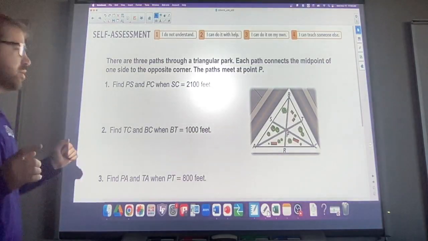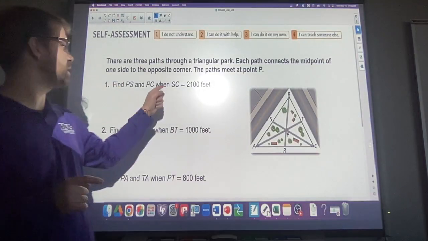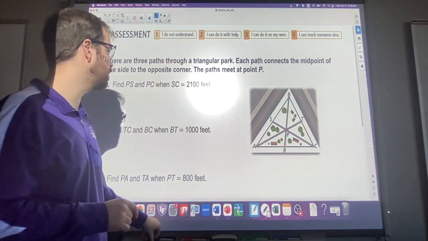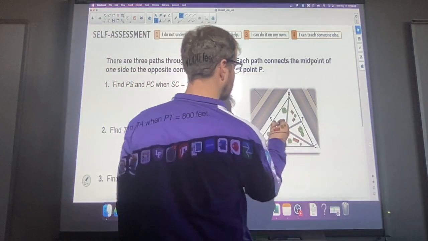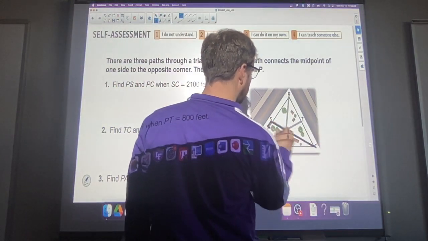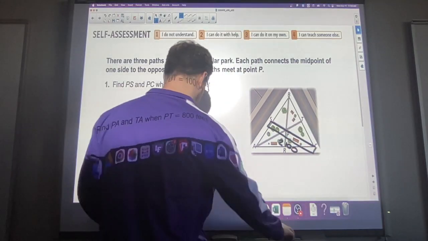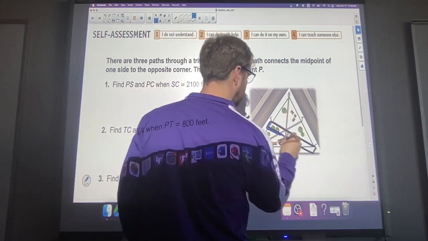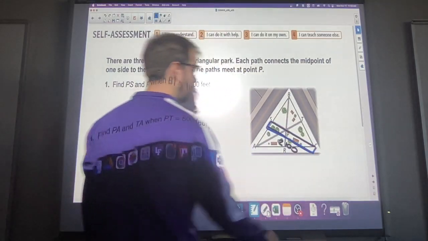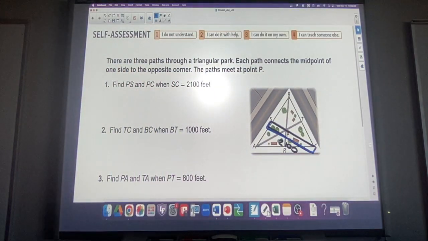All right, so first one. Find PS and PC if SC equals 2100. So SC, this length right here, they're saying the whole thing is 2100. Okay, just outlining it there. All right, so that's 2100, and we want to find PS and PC.